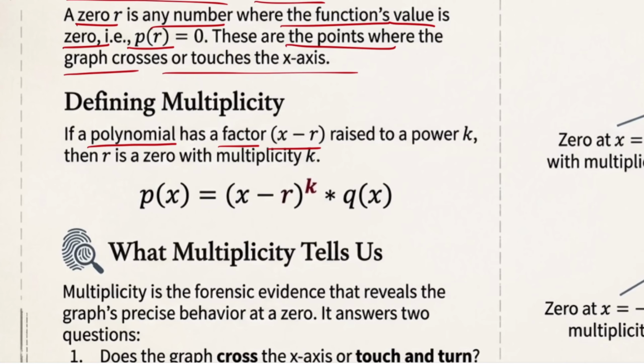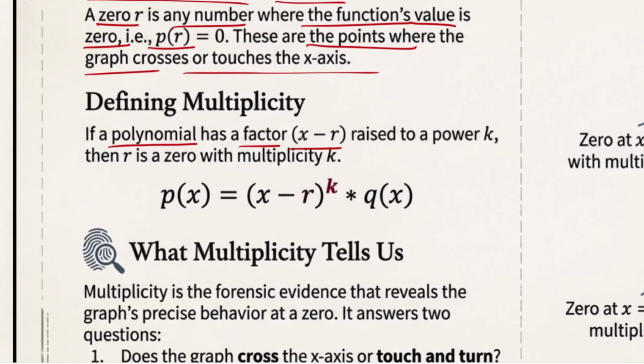As we all know, a factor means that instead of having only a standard form like the one we have in a quadratic equation, we can have another form. We can have 2 terms, or maybe more than 2 terms, multiplied by each other, and we call each one a factor. So if a polynomial has a factor of x minus r raised to a power of k, then r is a 0, which we know from before, with multiplicity of k.